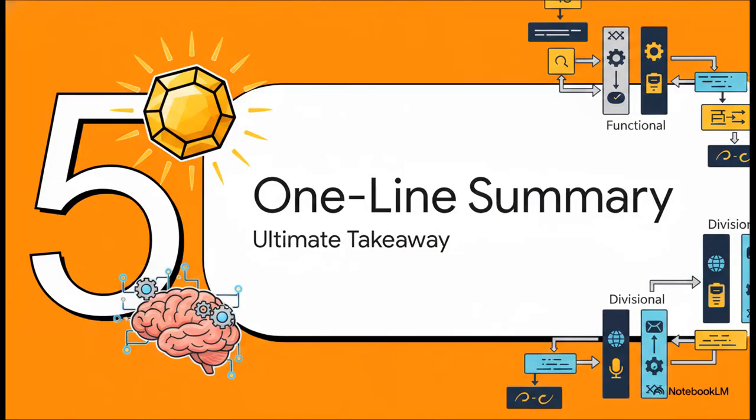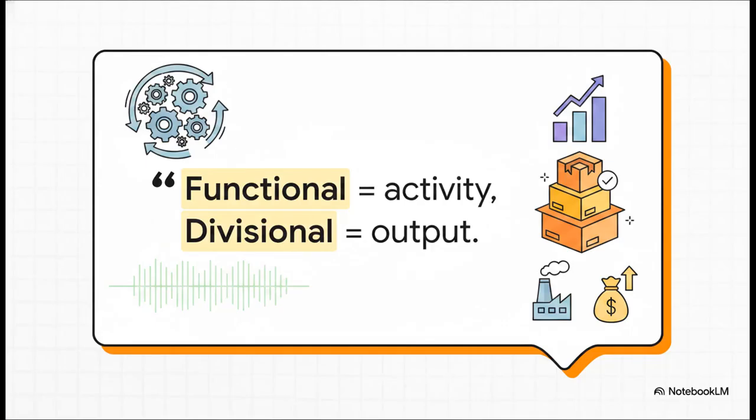Almost done. Section 5, The one-line summary. Okay, this is the golden nugget you need to lock into your short-term memory for exam day. Ready? Functional equals activity. Divisional equals output. That is the entire concept distilled down into its absolute purest form. If you remember literally nothing else from this explainer, remember those 6 words. Functional equals activity. Divisional equals output.